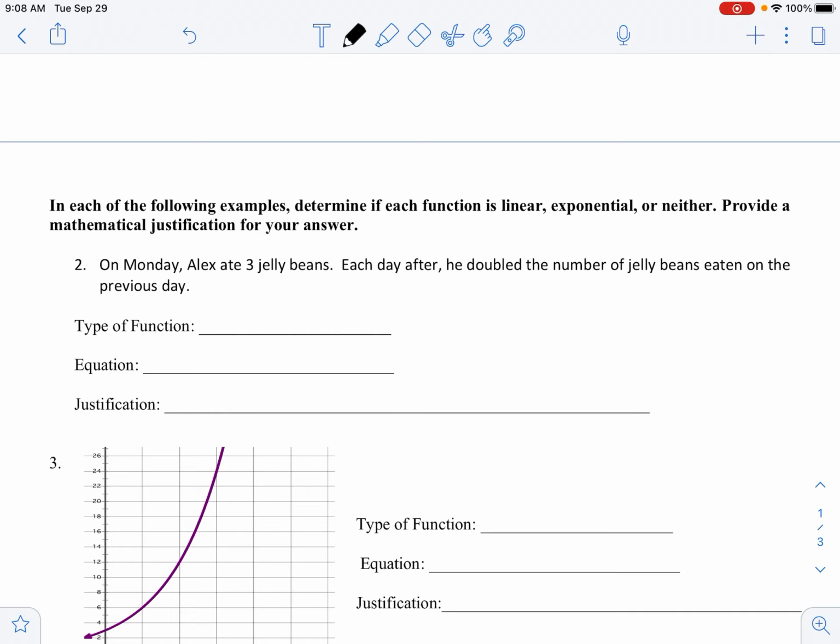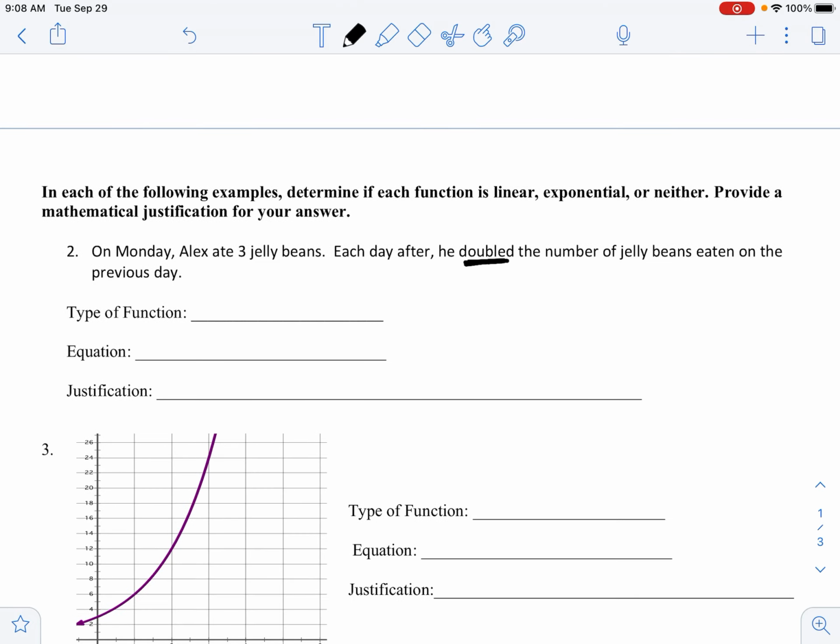Okay, let's look at number 2. On Monday, Alex ate 3 jelly beans. Each day after, here's the key word, he doubled the number of jelly beans eaten on the previous day. So I want to know, is this linear or exponential? You could start thinking of the first 3 days. He ate 3 the first day. He doubled it, so that is 6. And then he doubled it, so that is 12. So now I can realize that I'm multiplying. So if I'm multiplying, this is an exponential function.